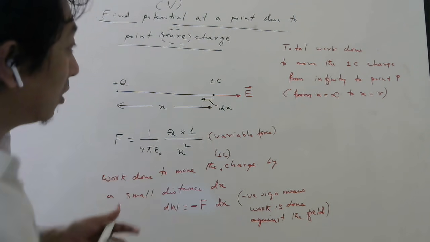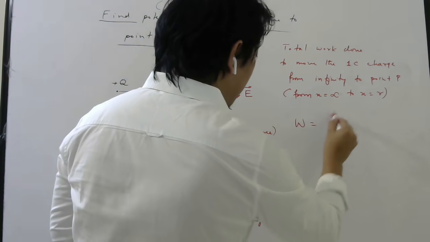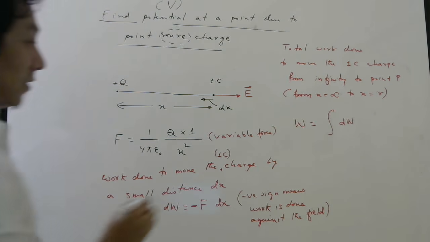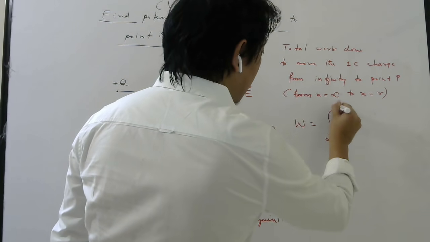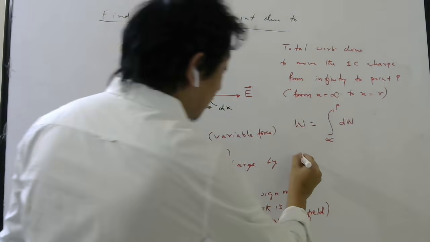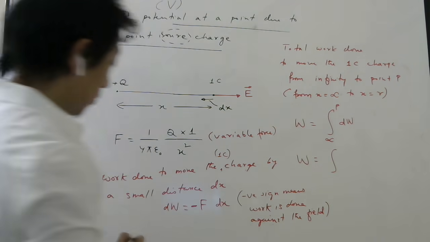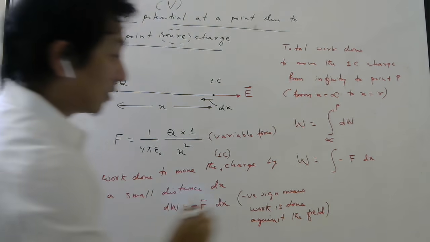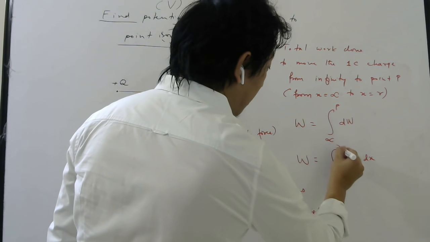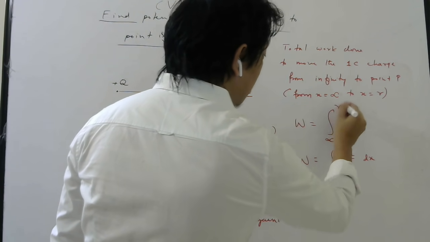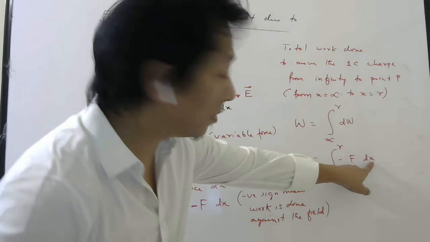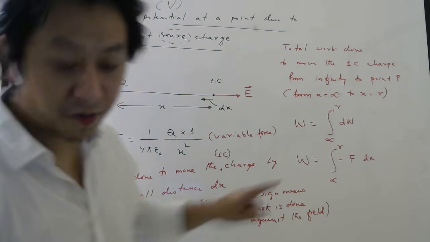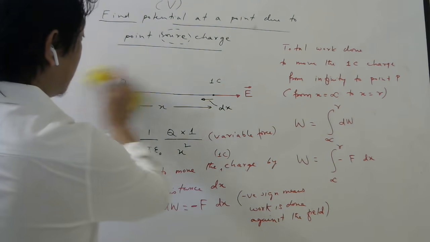So how will you calculate the total work done? By integrating the small work done. Understood or not, students? Okay. From where to where? From infinity to some point P. Now let us substitute the work done. What is the work done? Minus F dx. Right? From where? From infinity to r. Your x should be r, no? Because your variable is x now. So since your variable is x, you should put lower limit and upper limit of x. Right, students? Okay. Now, since this is done, let us remove this.